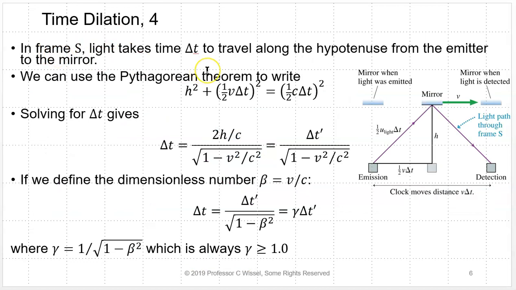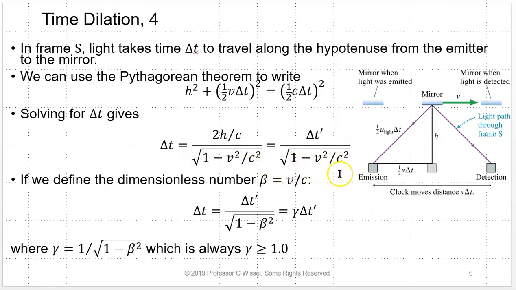So in frame S, the light will take a time delta t to travel along the hypotenuse from the emitter to the mirror. And we can apply the Pythagorean theorem to this triangle to write h squared plus the square of the quantity 1/2 v delta t equals the square of the quantity 1/2 c delta t. We solve this for delta t. Delta t will then be 2h over c divided by the square root of the quantity 1 minus v squared over c squared. And we can say that delta t prime is 2h over c. We're going to define that as delta t prime. So then delta t equals delta t prime divided by the square root of the quantity 1 minus v squared over c squared.